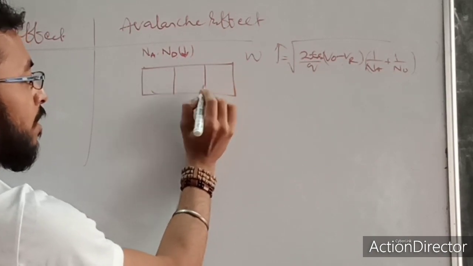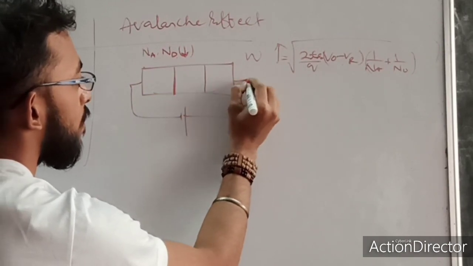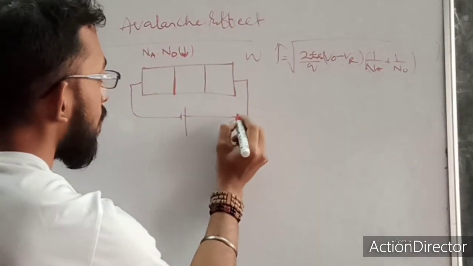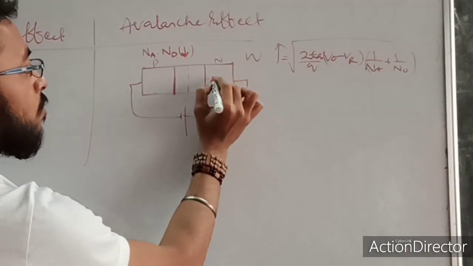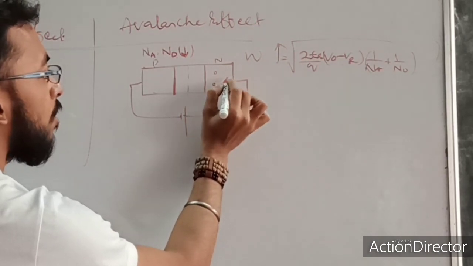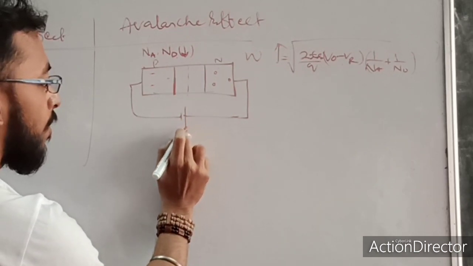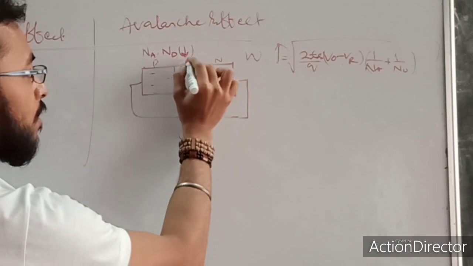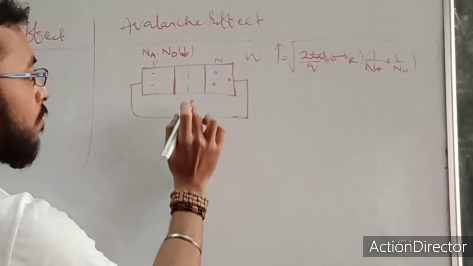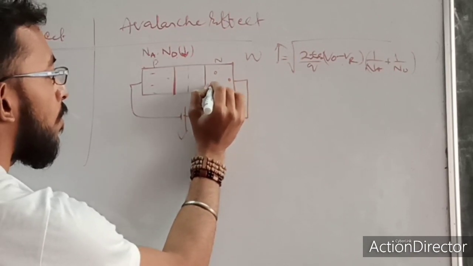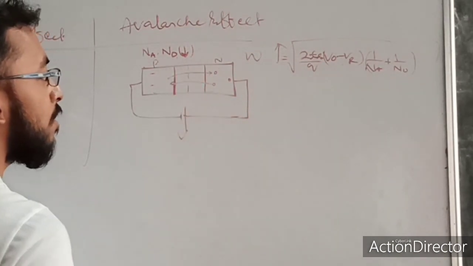Now this is my width. Here I am applying reverse bias voltage. This is my N side, this is my P side, this is my junction. In the N side, holes are the minority carriers, and here electrons are the minority carriers. As the reverse bias voltage increases, this depletion region, which already has a high electric field, has its electric field increased further. So the holes start being swept in this direction and the electrons in that direction.